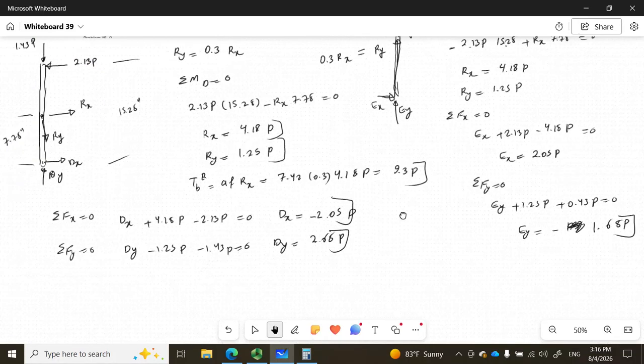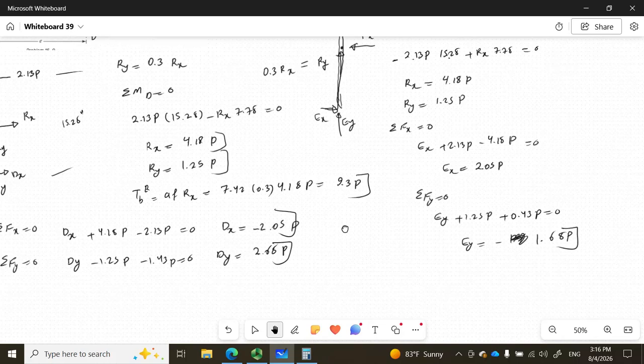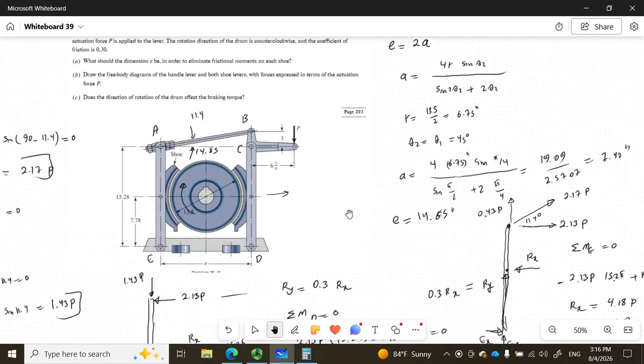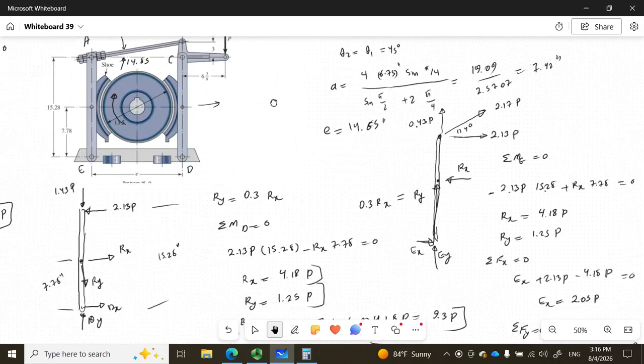Alright, so we found reaction forces everywhere, right? Which pivot is experiencing larger load overall? Looks like the right one. The net force here is bigger than this one. Alright, so the last part was saying draw the free body diagram of this. Okay, does the directional rotation of the drum affect the braking torque?